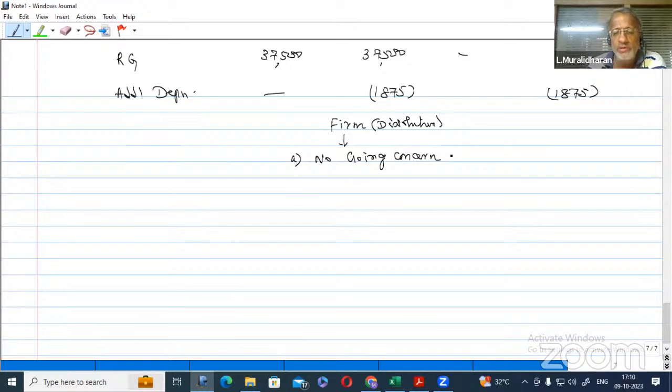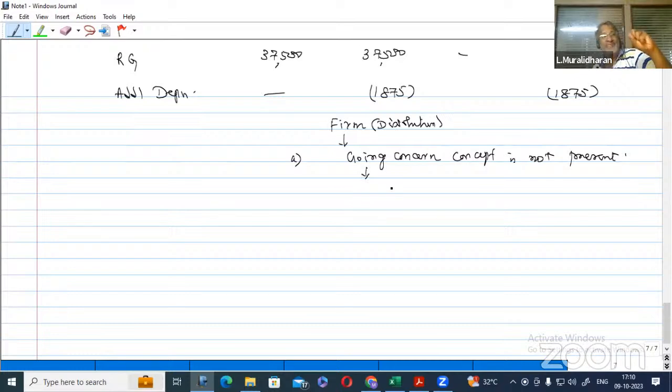No going concern concept, or going concern concept is not present. I will put it like that way. Going concern concept is not present would mean the embodiment of going concern concept is manifested in balance sheet. When you have going concern concept, you have balance sheet. When you do not have going concern concept, there is no need to have a balance sheet.